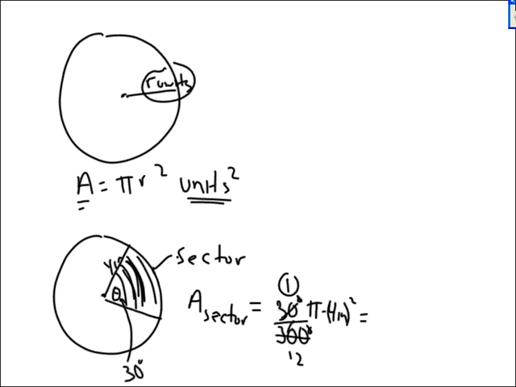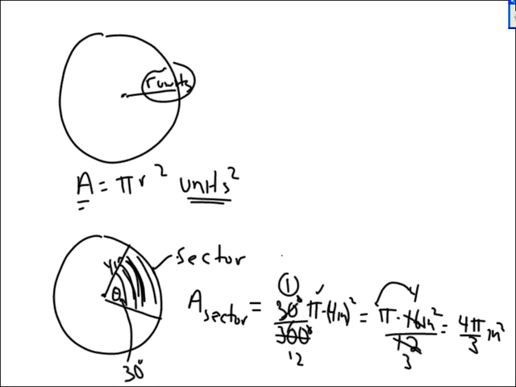So you have 1 times pi, which is pi, times 4 inches squared, which is 16 square inches, over 12. And 4 goes into both of these numbers 4 times and 3 times. And generally you say the number before pi. 4 pi over 3 square inches.